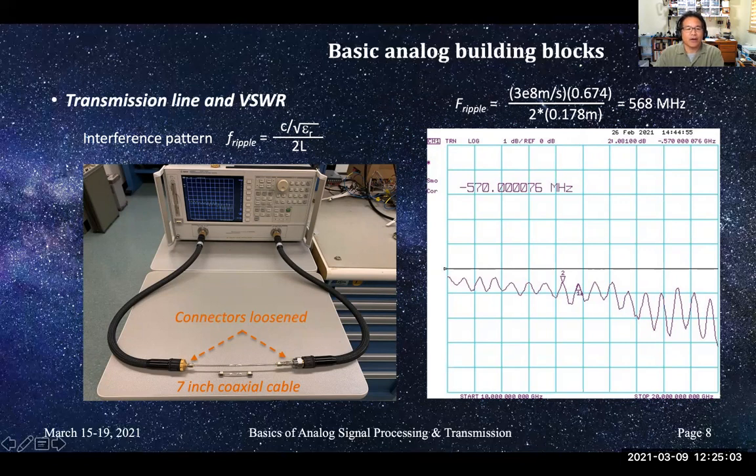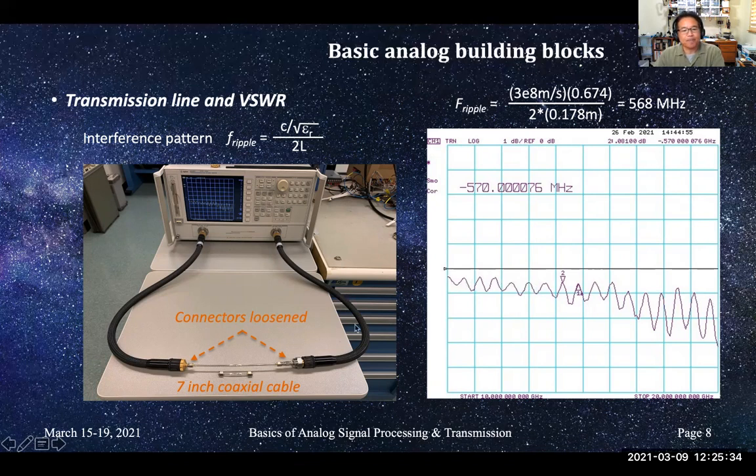And so I calculated it based on 7 inches and got 568 megahertz. I measured it, marker 1 and marker 2 here, between the 2 peaks, and I got 570. It's negative because I have marker 1 on the right of marker 2. And so here is something that's really undesired. Ideally, it would be kind of a flat response, higher loss at higher frequency, but not this ripple. If I tighten the connectors, this basically goes away.